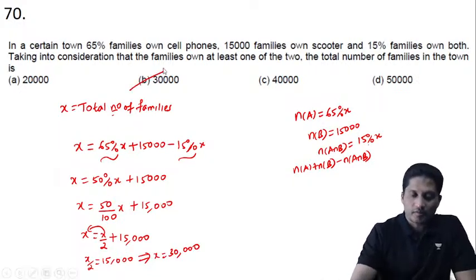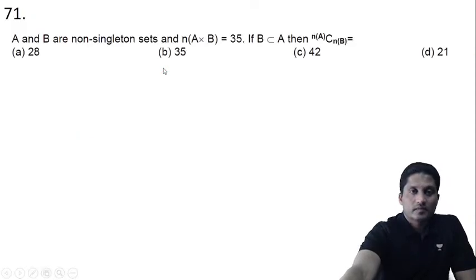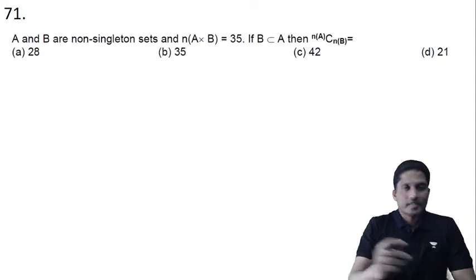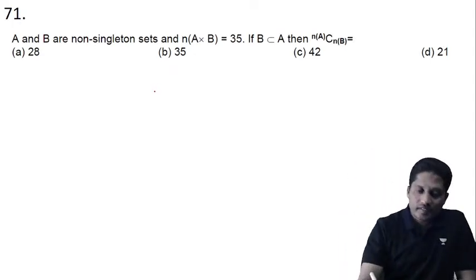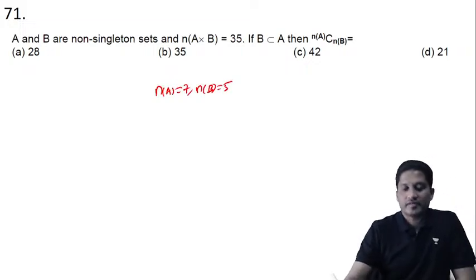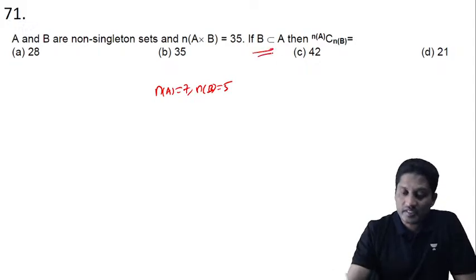Right, answer is option A. Option B. This was asked in 21 paper. N of A cross B is 35, right? So this means that N of A is equal to 7, right? And N of B is equal to 5, because 5 sevens are 35, and it is given in the question that B is a subset of A.